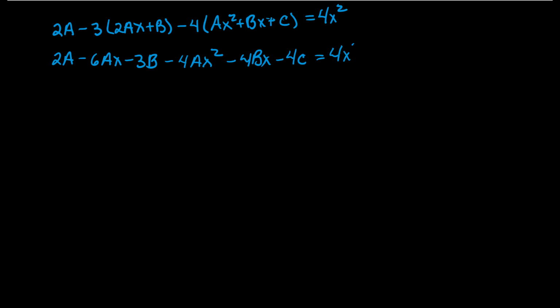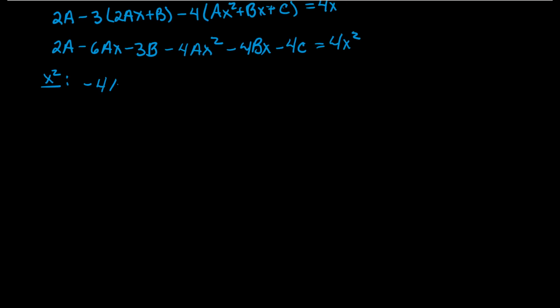All I'm going to do now is to align the terms from the right-hand side that involve x squared and associate those with the terms on the left side of the equation that also involve x squared. So we're going to have minus 4ax squared is equal to 4x squared. I'm going to cancel out the x squareds, which is then going to give me minus 4a equals 4. This gives us that a is negative 1.